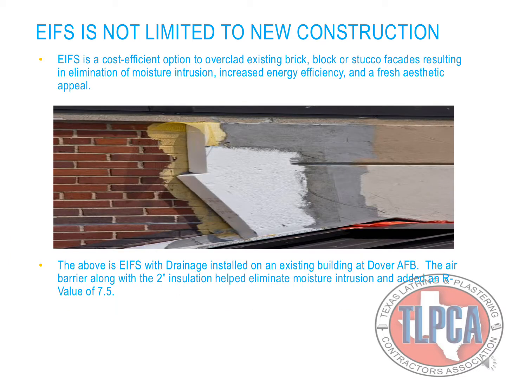EIFS is a cost-effective option to overclad existing brick, block, or stucco facades, resulting in elimination of moisture intrusion, increased energy efficiency, and a fresh aesthetic appeal. The above picture is EIFS with drainage installed on an existing building at Dover Air Force Base. The air barrier and the 2-inch insulation helped eliminate moisture intrusion and added an R value of 7.5.